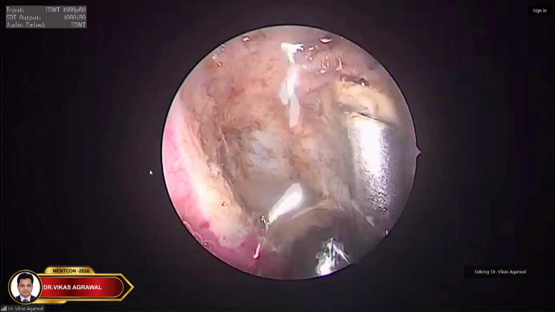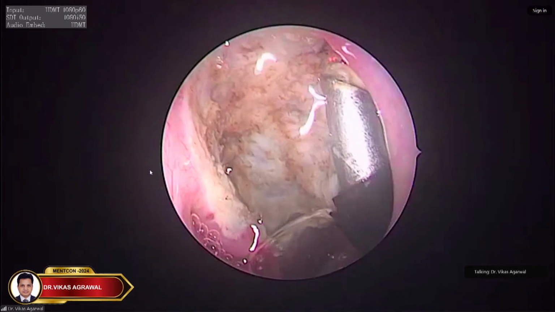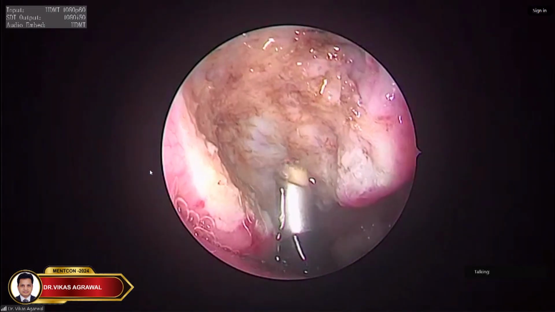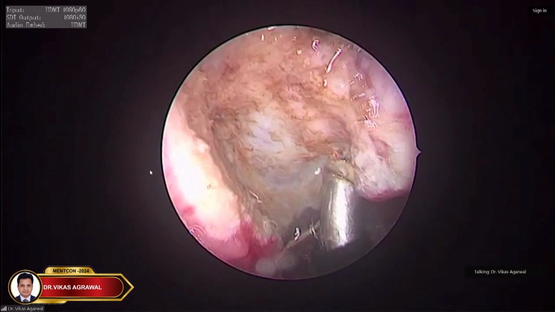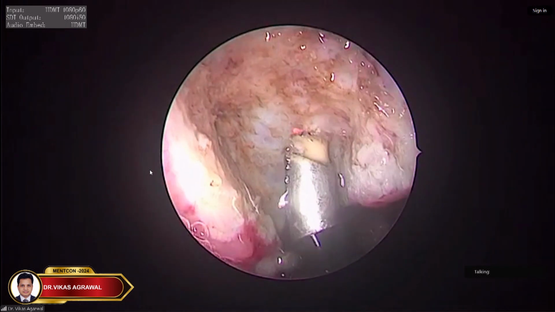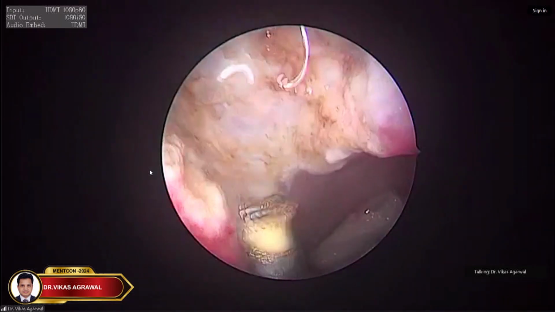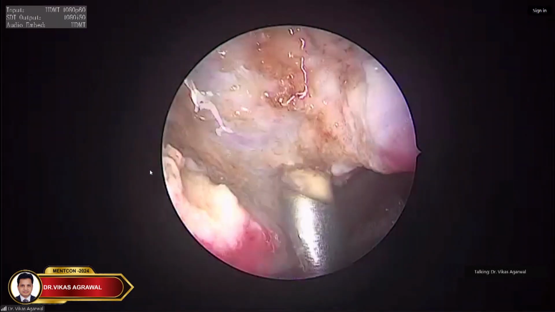So I'm just doing as much as I can finish from the right side before I shift to the left. The boundaries are already defined on the right. All right? So this is the passivant ridge, which is the inferior boundary.